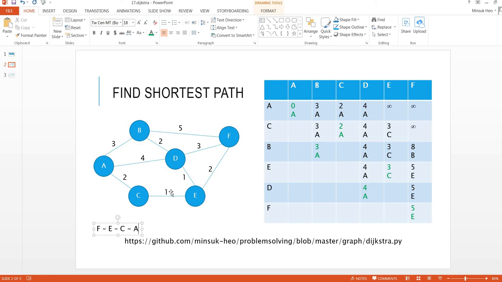Okay, another example. How about A to E? So we are going to check E first. And the E came from C. And the C came from A. So this is a stack, pop out each single item, then A, C, E. A, C, E is the shortest path from A to E.